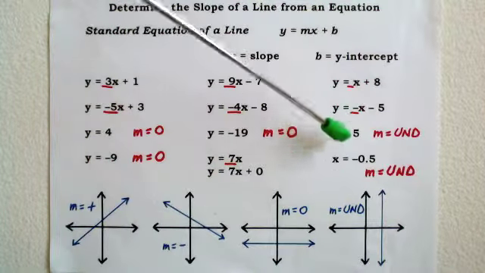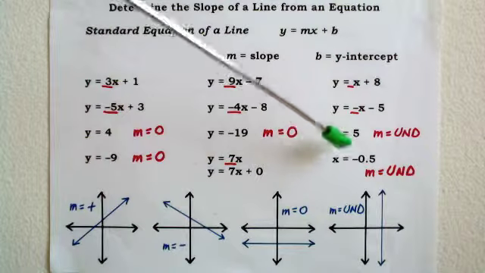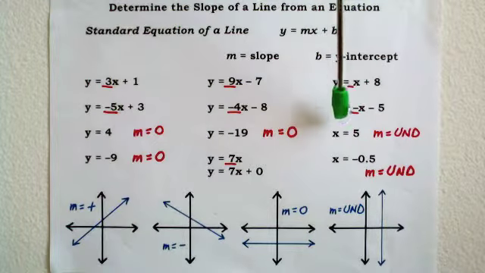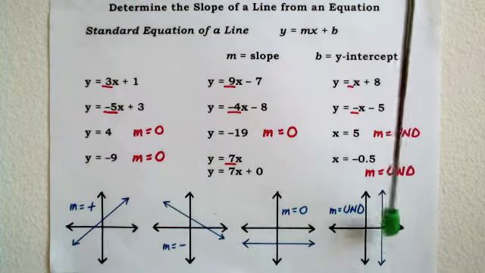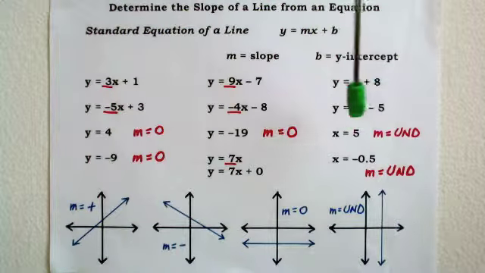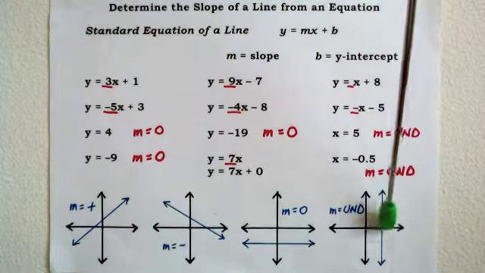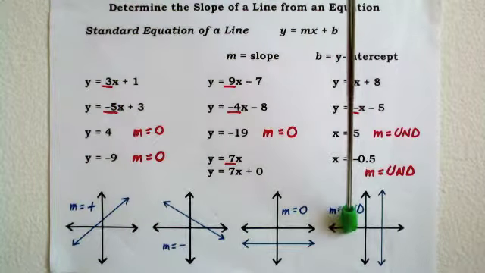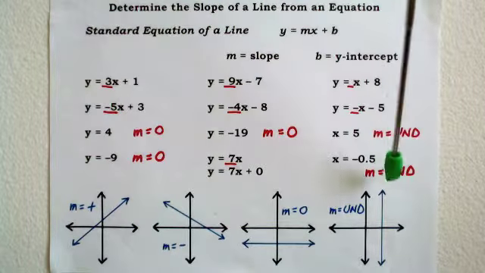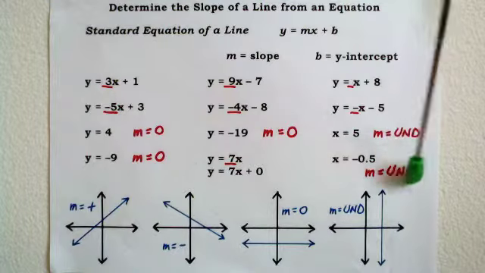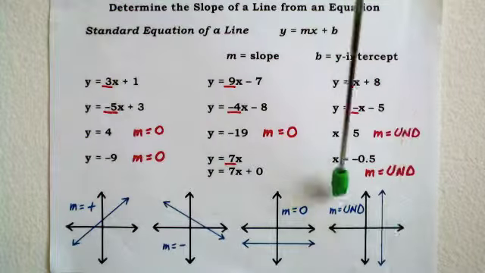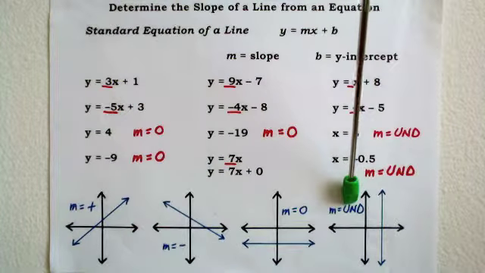Let's look at our last two examples, x equals 5 and x equals negative 0.5. This is a vertical line that crosses the x-axis at 5, positive 5. This is a vertical line that crosses the x-axis at negative 0.5. Vertical lines have an undefined slope. There's no such thing as slope for a vertical line. So the slope of every vertical line is undefined.